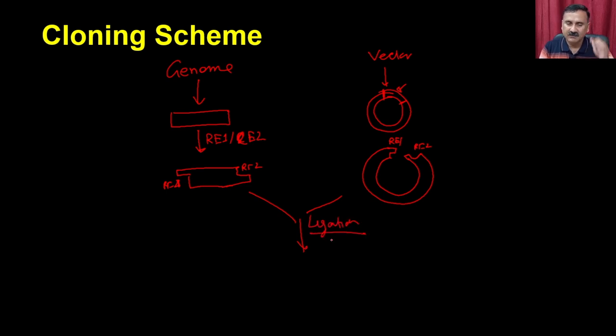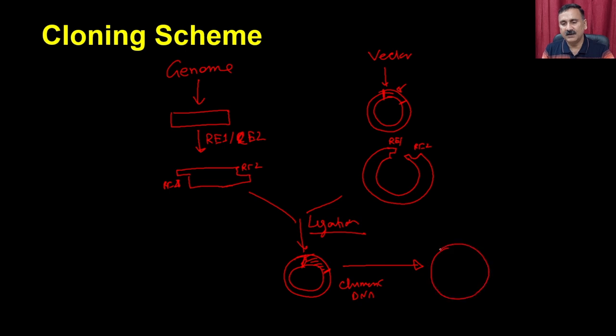Then you put both together for the ligation reaction, okay? Just as we have discussed in the previous lecture, right? And once you set up the ligation reaction, you are going to have the recombinant DNA with your insert in the multiple cloning site, okay? So, this is going to be your chimeric DNA or recombinant DNA. Now, this chimeric DNA you are going to transform into the host, okay? And since this plasmid is going to have the origin of replication, it is going to replicate.